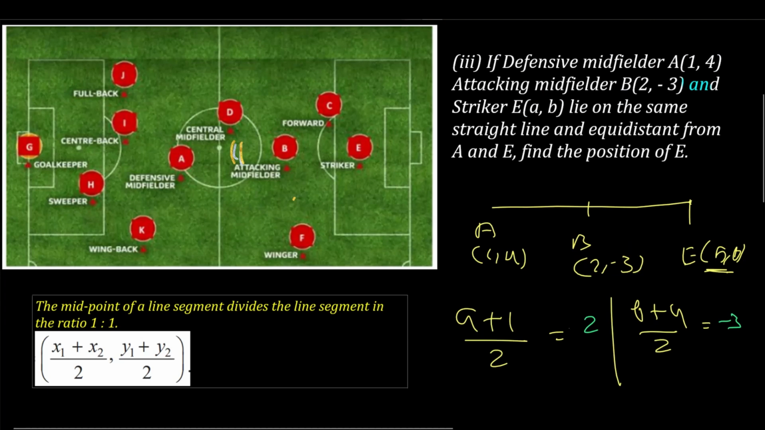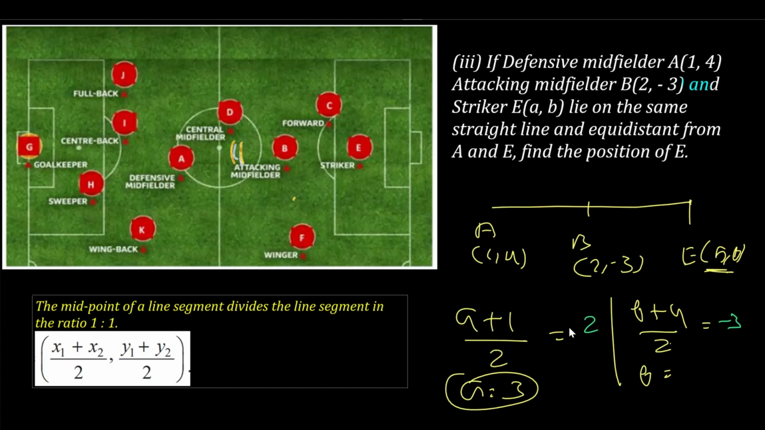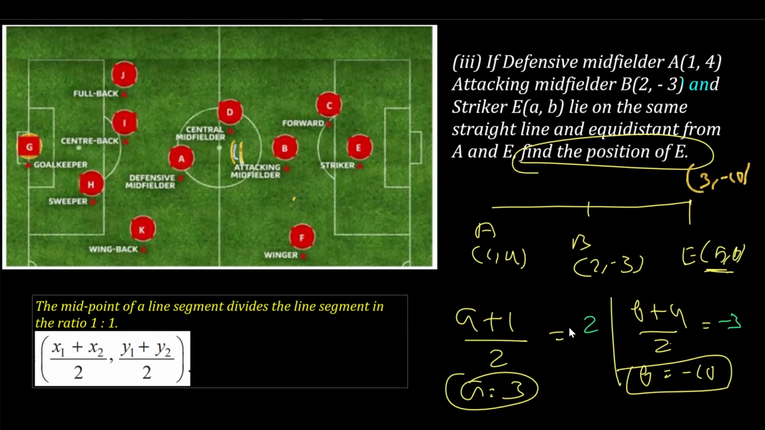So from here, by cross multiplication, what we'll get for x is 2 into 2, 4 minus 1, that is 3. And for y we get 2 into -3, that is -6, minus 4 is -10. So we got the values. That's what we had to find, the position of E. The coordinate is x first and then y, so the position of E is (3, -10). That's how we'll do this question.